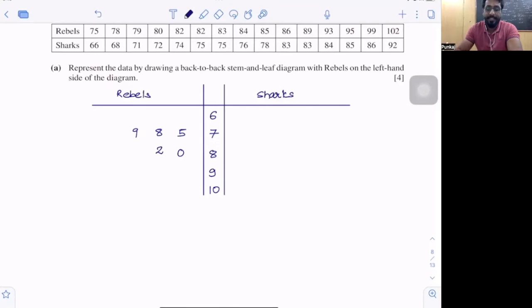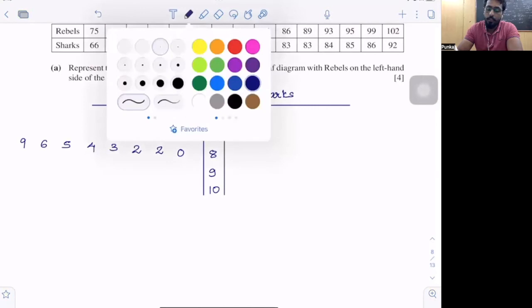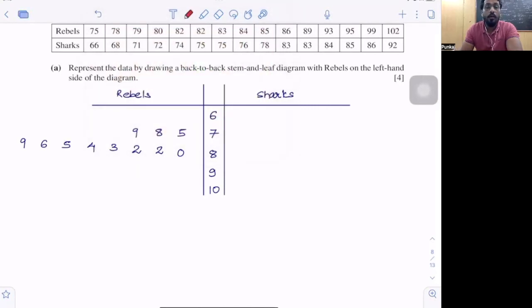So again, you have 82. So again, I write 2 over here. Then I have 83. So I write 3. Then I have 84. So I write 4 over here. Then I have 85. So I write 5. And then I have 86. So I write 6. And then 89. So I write 9 over here. Okay. Now you should also understand how many values are there.